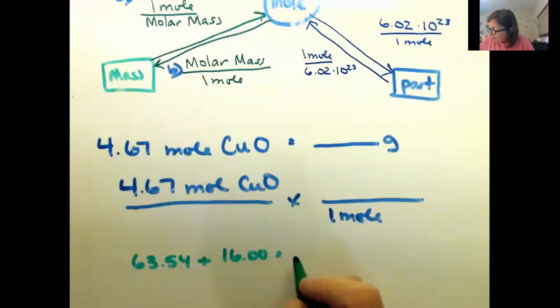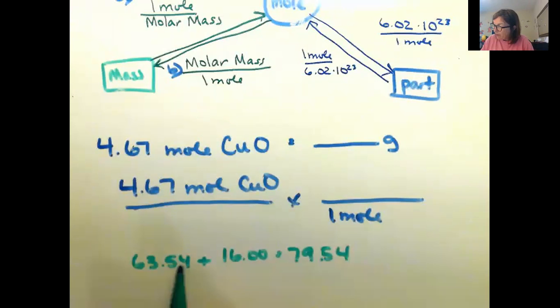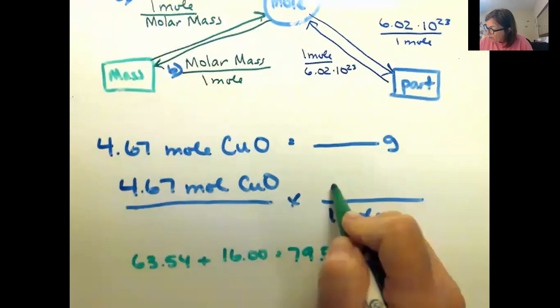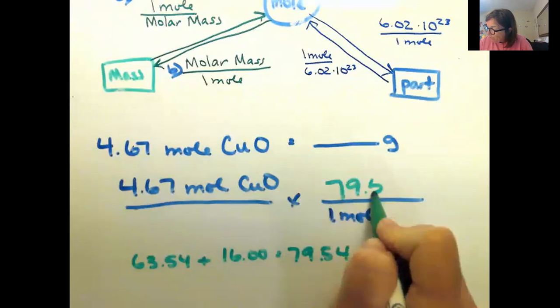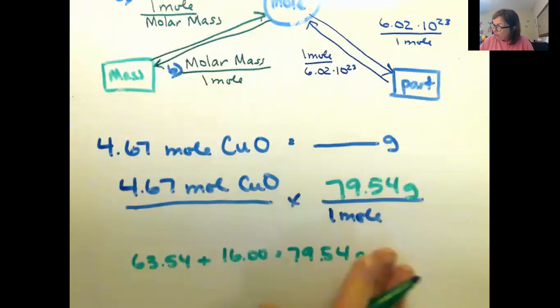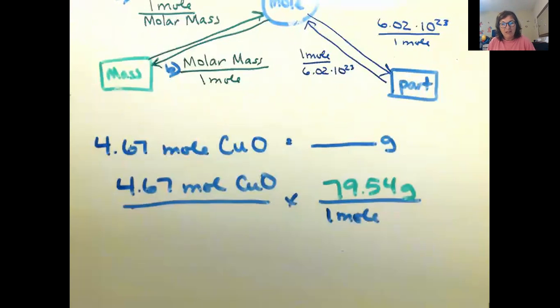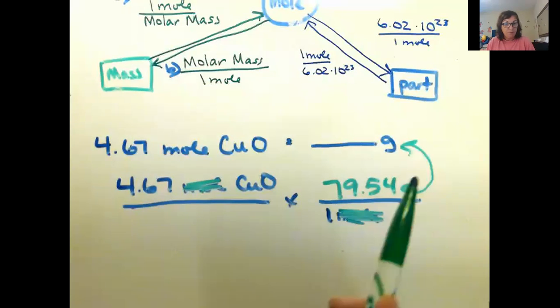And I get 4, 5, 9, 7. 79. I added these two together, 79.54 grams. So I put 79.54 grams for every 1 mole. Does that make sense? That way the mole on top cancels out that mole on the bottom, and we're left with grams. That's what I'm looking for.